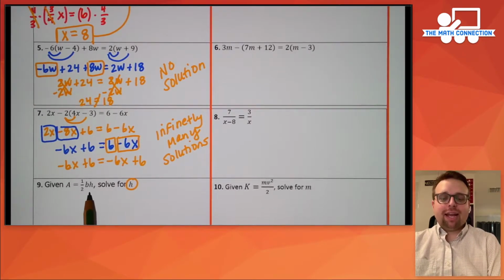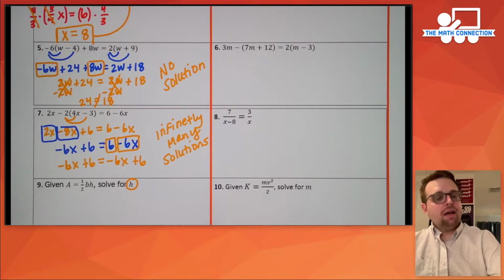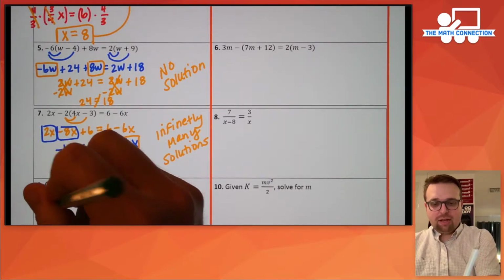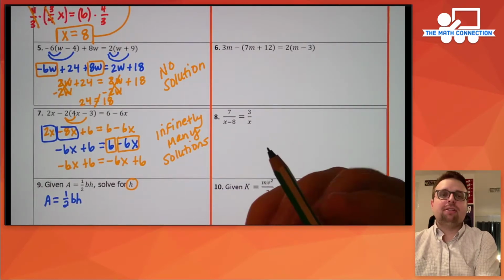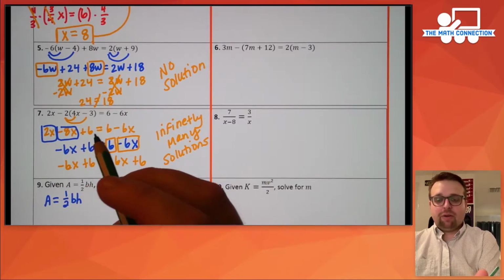So I want to try and get h by itself, and I'm going to do all the same things I've been doing in all the other equations in order to move this stuff out of the way. So first thing, I want to get rid of this fraction. So I'm going to multiply both sides by the reciprocal, which is 2 over 1, okay? I'm probably going to need to make some space here. So A equals 1/2 base times height. That's what this equation is. It's the area of a parallelogram.